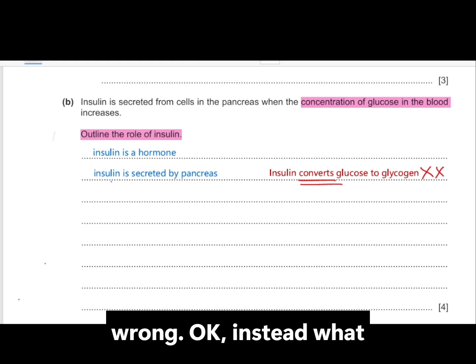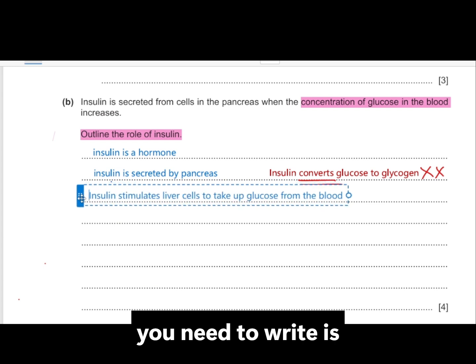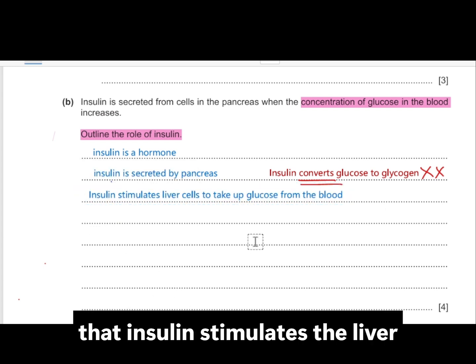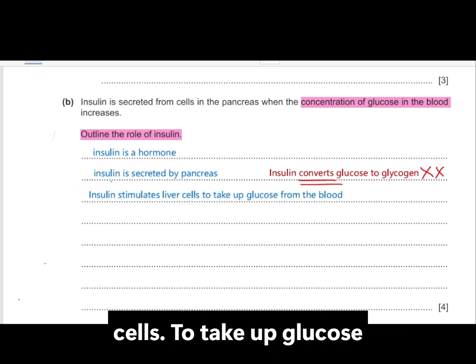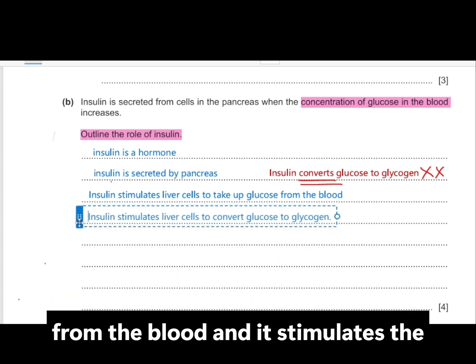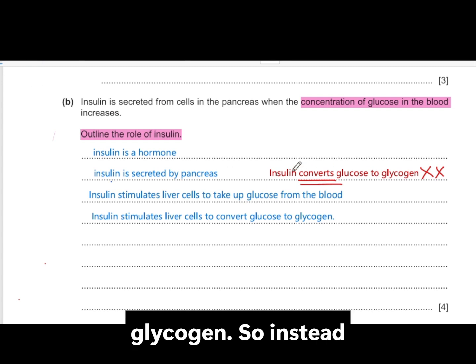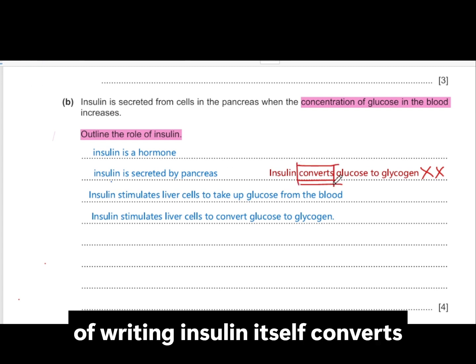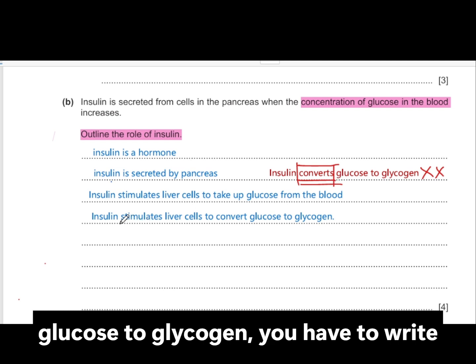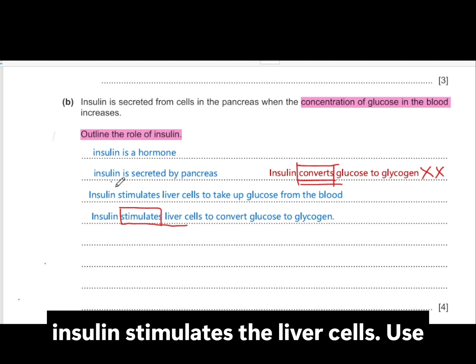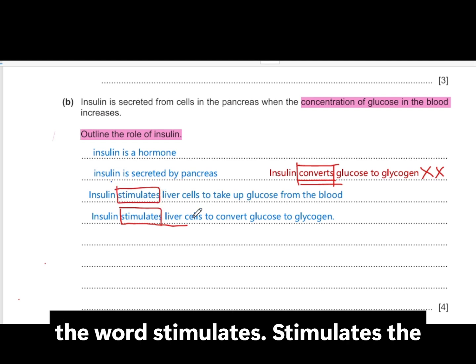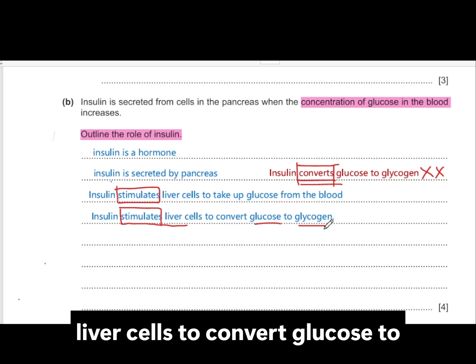Okay, instead, what you need to write is that insulin stimulates the liver cells to take up glucose from the blood, and it stimulates the liver cells to convert glucose to glycogen. So instead of writing insulin itself converts glucose to glycogen, you have to write insulin stimulates the liver cells. Use the word stimulates the liver cells to convert glucose to glycogen.